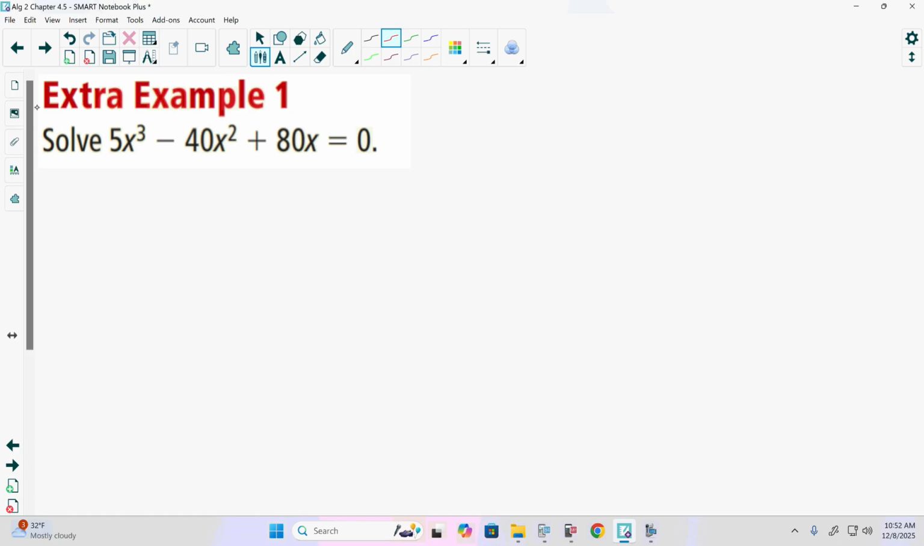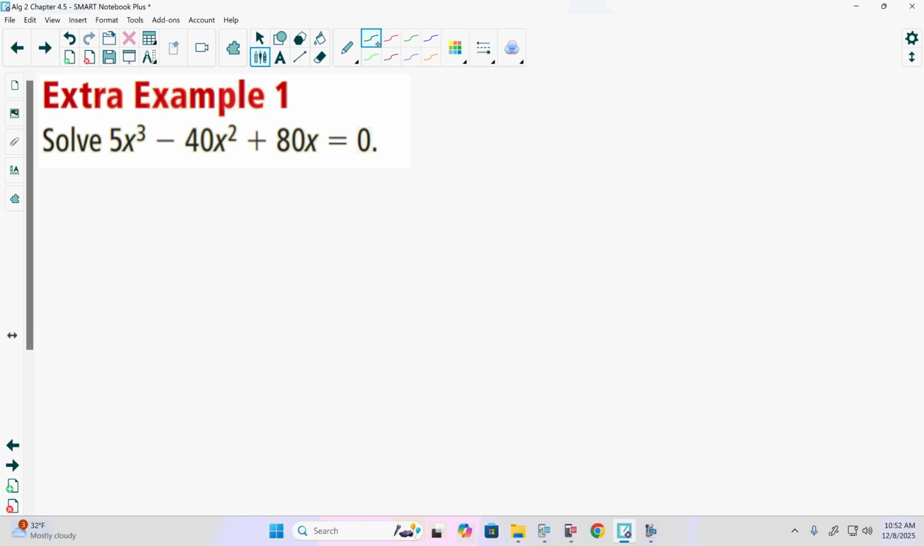All right, let's look at the next one. 5x cubed minus 40x squared plus 80x equals 0. Now, I kind of skipped over and came back to it, but we do need to make sure that the equation is equal to 0. We need all the terms on the same side. For any higher degree polynomial function, we really start off by getting that equation equal to 0 first.